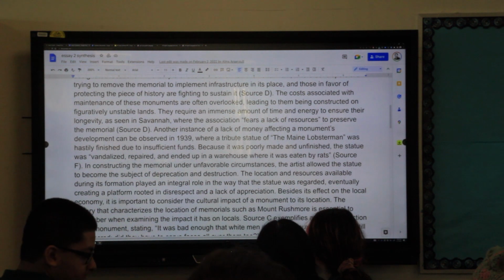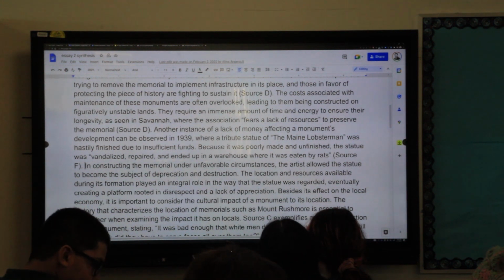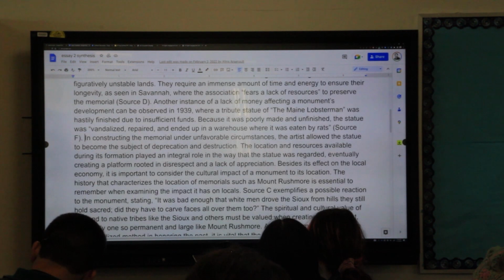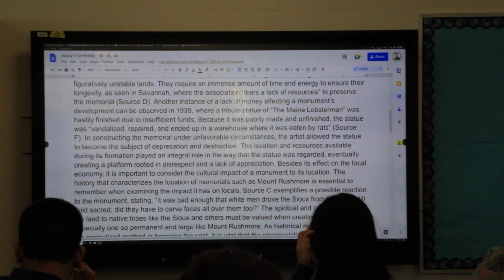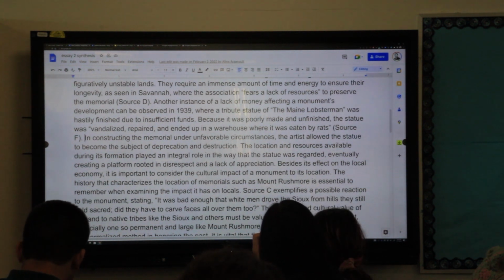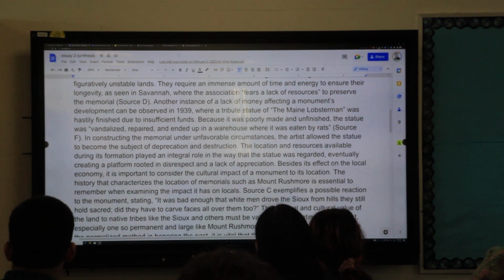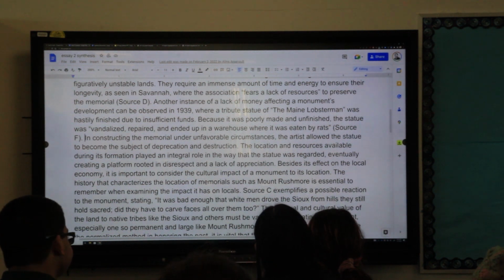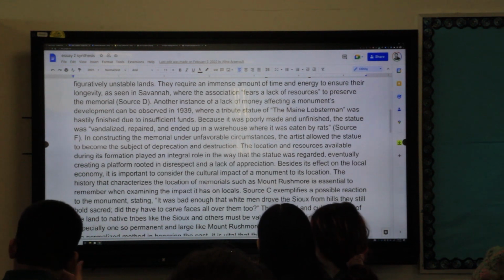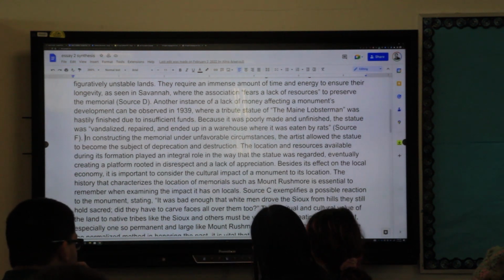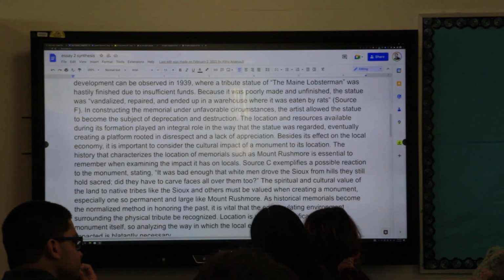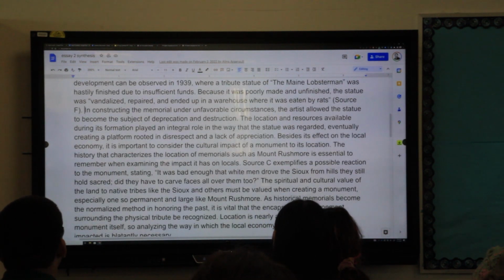Besides its effect on the local economy, it is important to consider the cultural impact of a monument to its location. The history that characterizes the location of memorials such as Mount Rushmore is essential to remember when examining the impact it has on locals. Source C exemplifies a possible reaction to the monument, stating, "It was bad enough that white men drove the Sioux from hills they still hold sacred. Did they have to carve faces all over them too?" The spiritual and cultural value of the lands of the native tribes, like the Sioux and others, must be valued when creating a monument, especially one so permanent and large like Mount Rushmore.